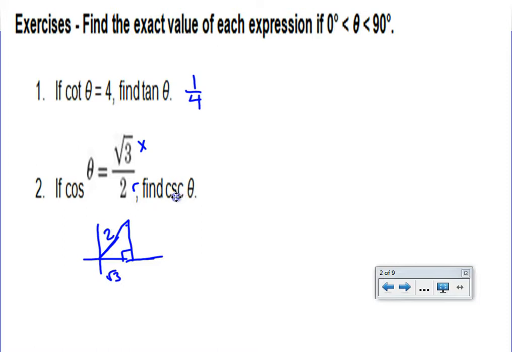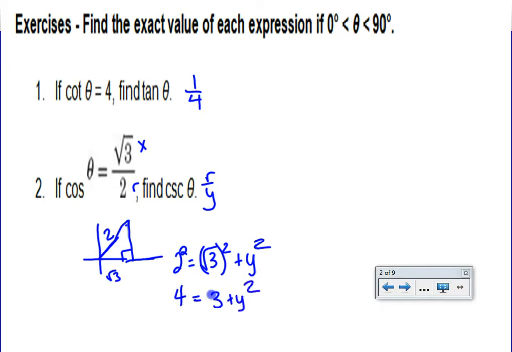So to find cosecant, which is the reciprocal of sine, it'd be r over y. I need to know how big the y component is. We're going to have to do a little Pythagorean theorem. So the hypotenuse squared is square root of 3 squared plus y squared. So 4 equals 3 plus y squared. Subtract 3 and take the square root, and we end up with the y value equal to 1. So now that we know the y value is 1, we can go back and say r over y would be 2 over 1, which is 2.